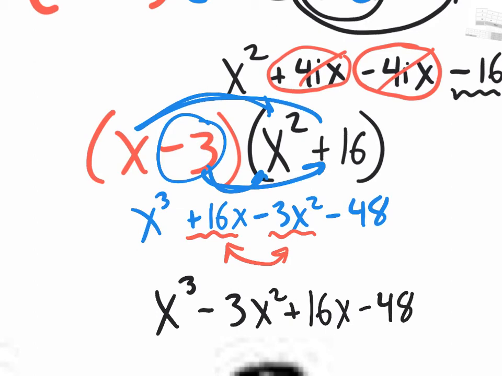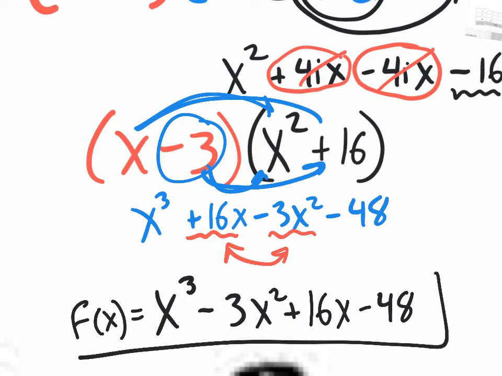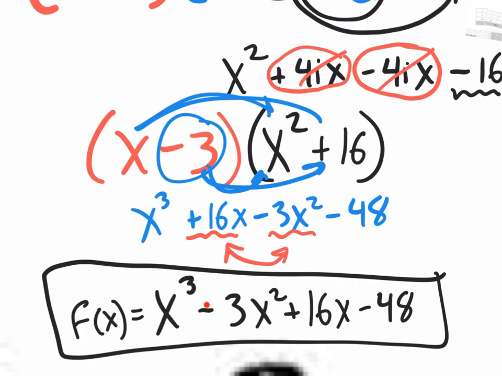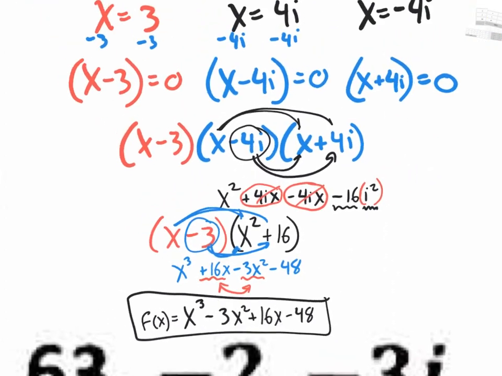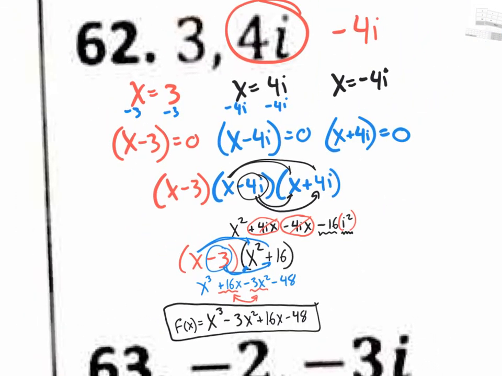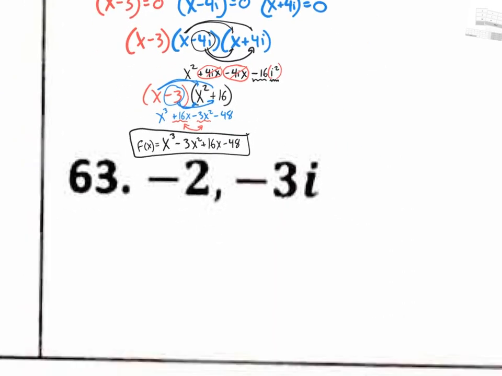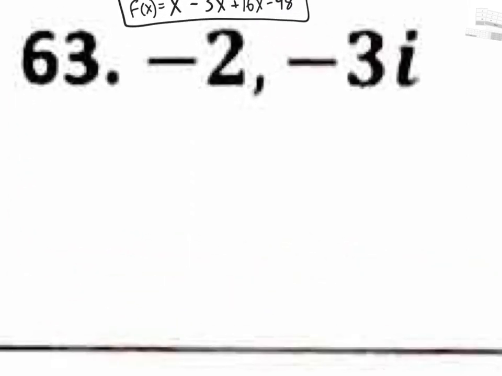And that's it. If you set it equal to 0, that will be the equation that gives you the above answers. Or you could also put it as f of x or g of x. I don't remember how they write it, but this is what you need to identify right here. X to the third minus 3x squared plus 16x minus 48. If I were to have set this equal to 0 and solved it, however I could, I will get these 3 above answers. If I were to graph this guy, it would only cross at x equals 3. So if you understood number 62, you should be able to do number 63.